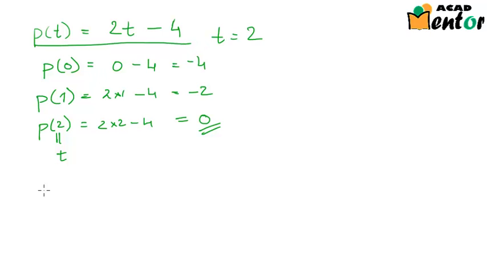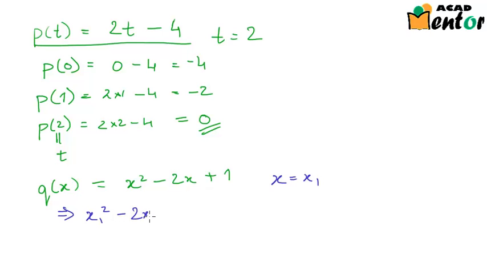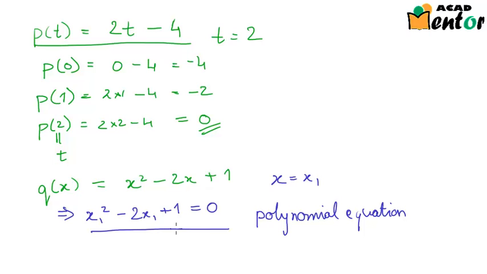Let's say we had another polynomial q of x, where q of x was equal to x square minus 2x plus 1. Now how do I go about finding the zero of this polynomial? I just said that the zero of this polynomial would be the value of x that makes q of x 0. So let me say that at x equal to x1, this polynomial is 0. That just means x1 whole square minus 2x1 plus 1 would be equal to 0. If you notice, this is like an equation, a polynomial equation. And if I'm able to find the roots of this polynomial equation, I would be able to tell what the zeros of this polynomial were.